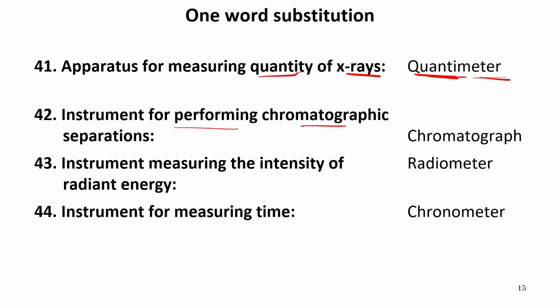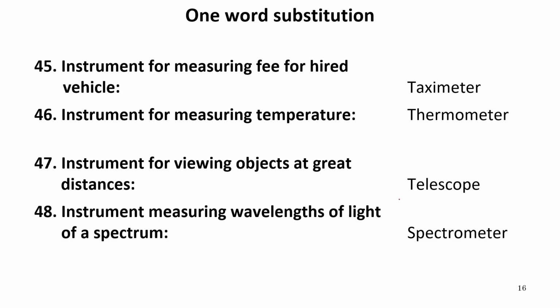Instrument for performing chromatographic separations. It means when components in a compound are separated, that process is known as chromatographic separation. So that instrument is known as chromatograph. Instrument measuring the intensity of radiant energy, that is known as radiometer. Instrument for measuring time. So for time we use a root word that is chrono. So that is chronometer.